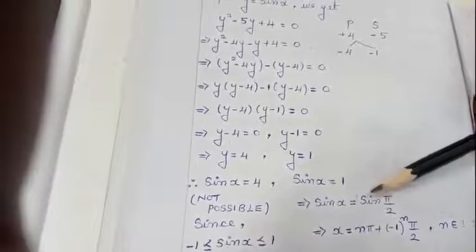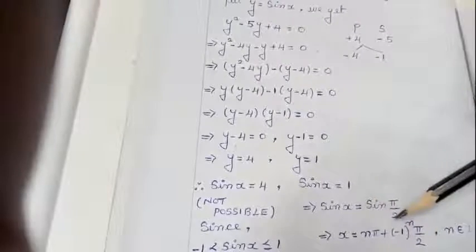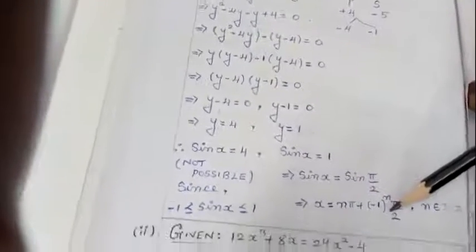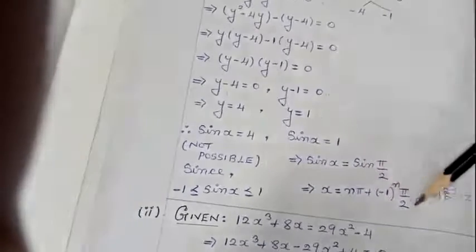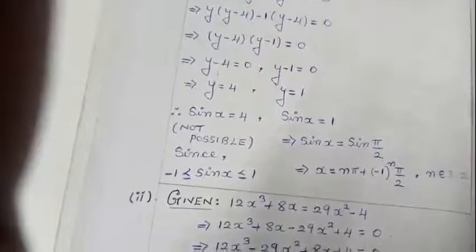I am replacing like this. So the general term of writing the sine solution is x is equal to n pi plus minus 1 whole to the power n pi by 2, where n belongs to z.